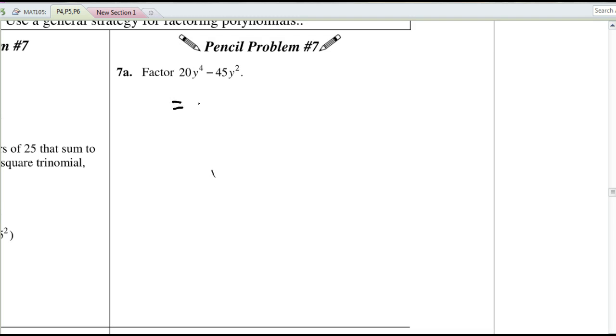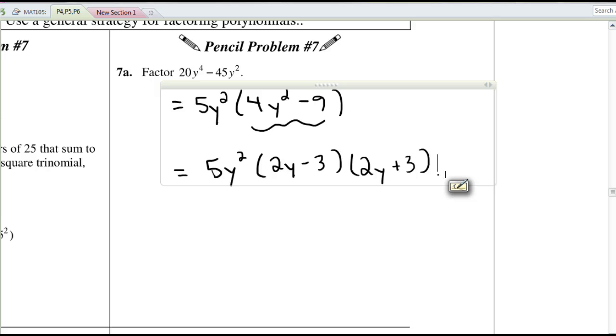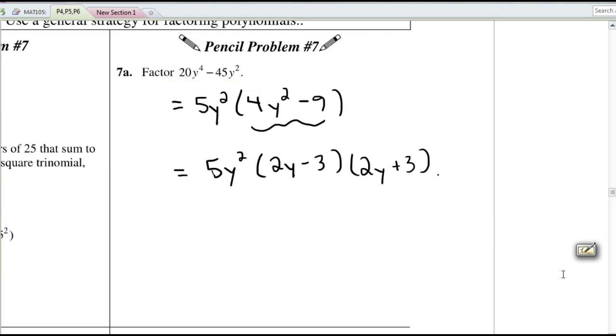So let's go ahead and take out 5y squared. And inside the parentheses, I'll have 4y squared minus 9. And then if you look at this one, I can do difference of squares. A squared is equal to 4y squared, and b squared is equal to 9. So I can rewrite this as 2y minus 3 times 2y plus 3. And that's it. So a two-step factoring problem using a bunch of the stuff we already know, combining two of the techniques. All right.